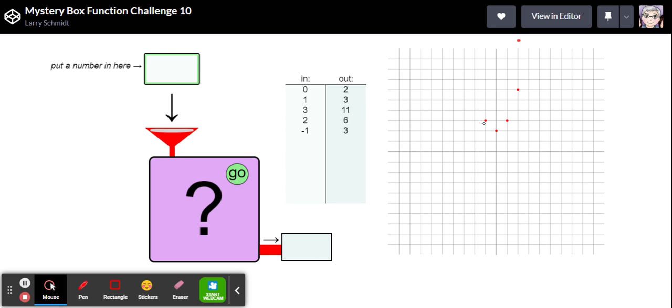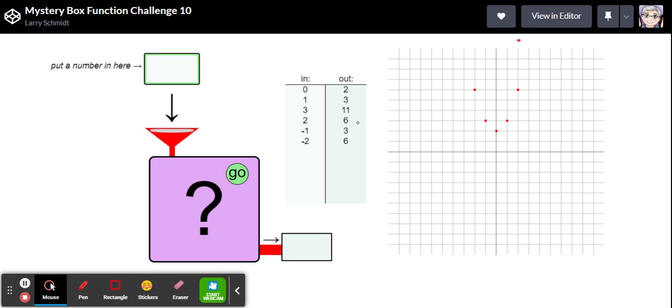Aha, so there it is. -1 should give us a 3. How about a -2? Yeah, and that's giving us a 6. So we're getting this sort of symmetrical shape, symmetrical around the y-axis.